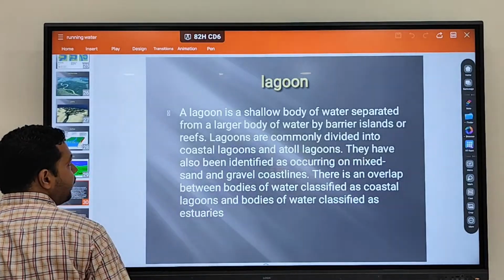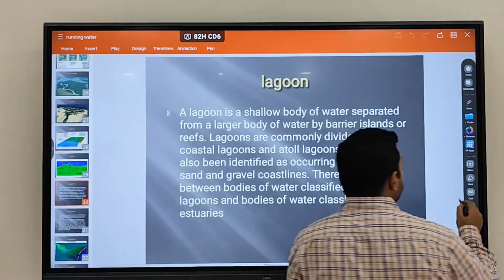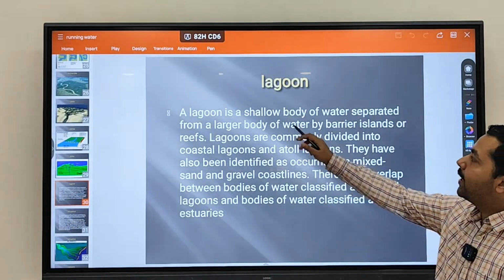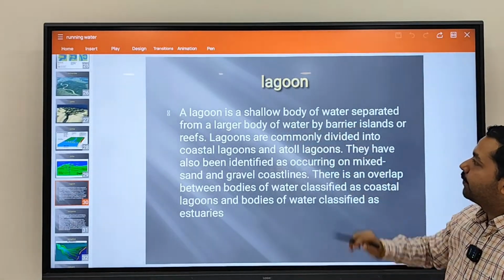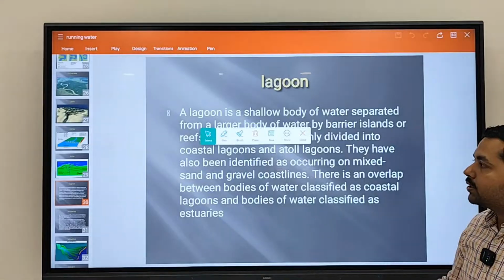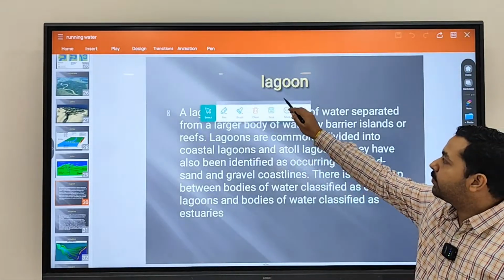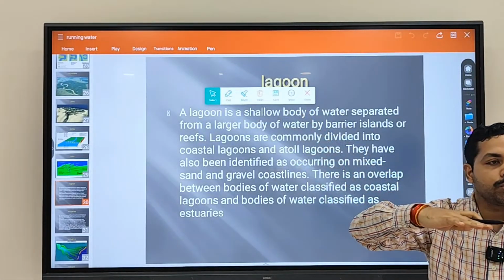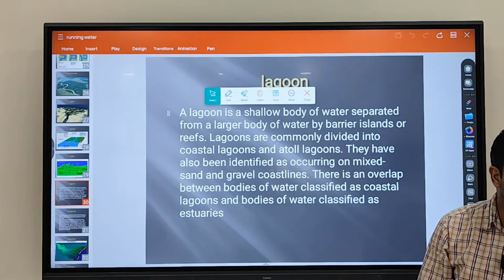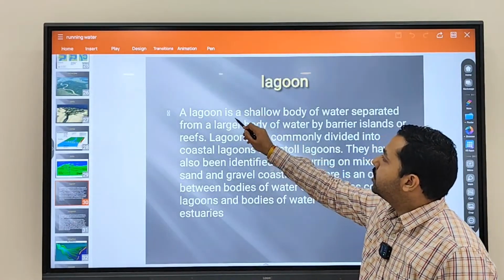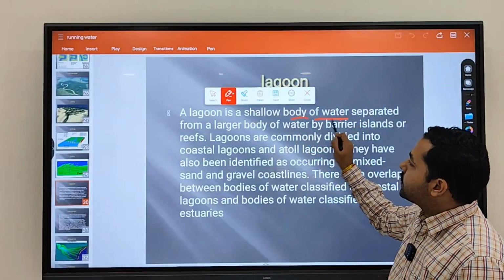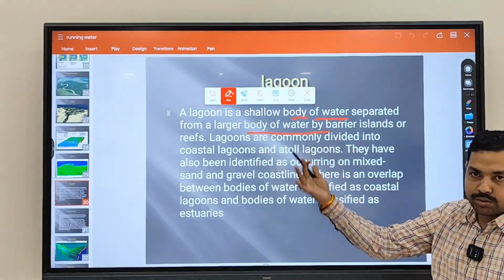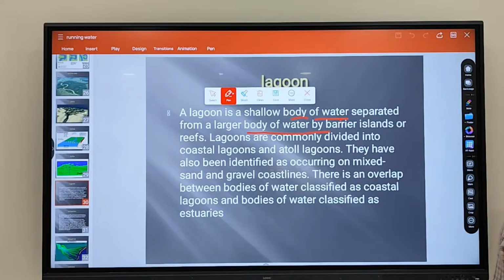So that's why you are finding this. What is the definition for lagoon? It is a shallow body of water. Shallow means what? Not much depth of the water is there, because the river is about to join what? About to join the sea. So not much depth of the water. So it is a shallow body of water separated from a larger body of water. So we discussed it is separated from the oceans and so on.